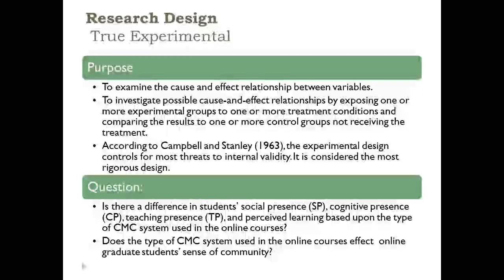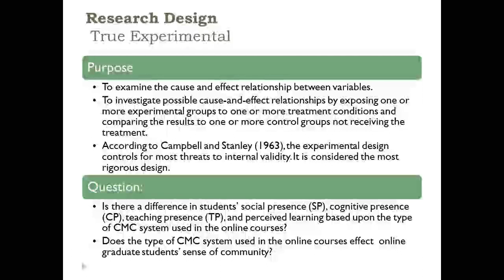You really investigate the possible cause and effect relationship by exposing one or more experimental groups to some type of treatment that you as the researcher do, and you compare those results to one or more control groups not receiving the treatment. Again, this is considered the most rigorous design.